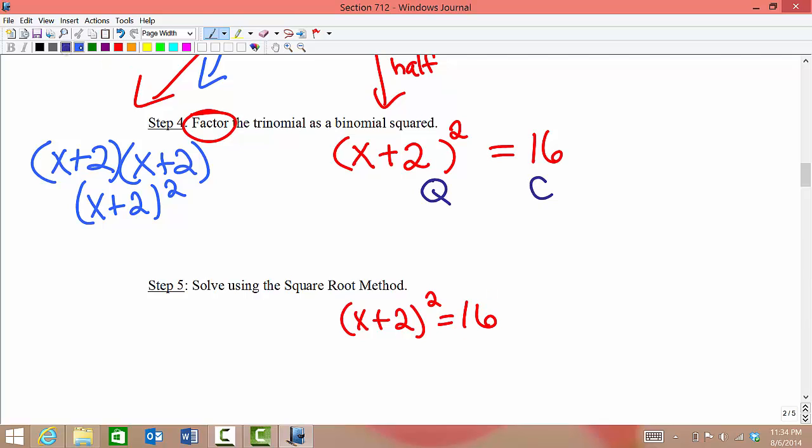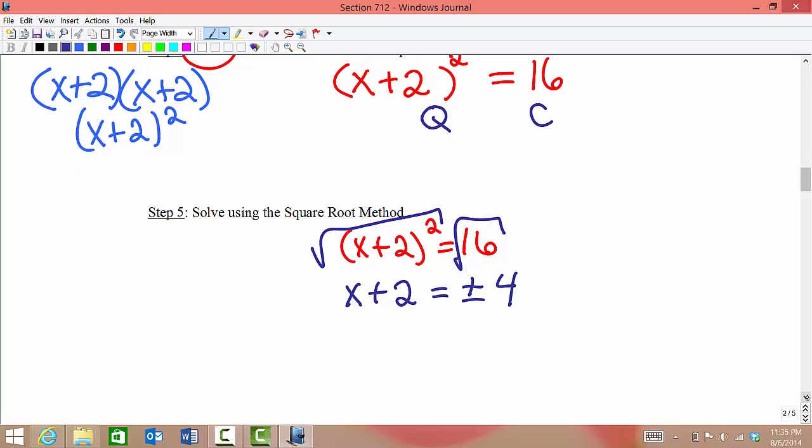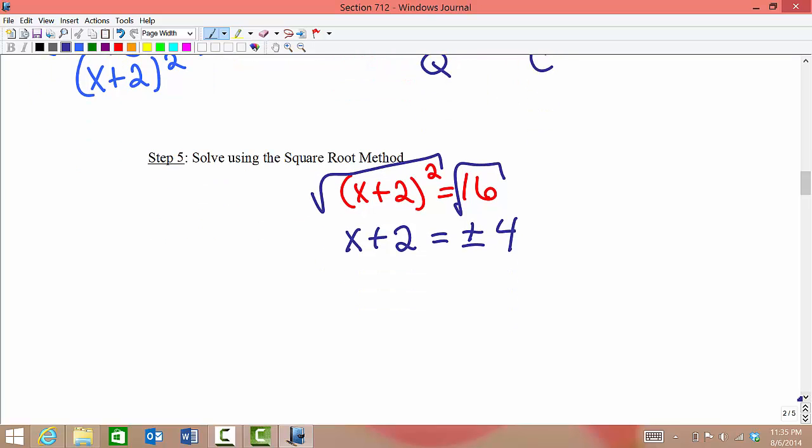Now we will use the square root method by taking the square root of both sides. I have x plus 2. We take the square root of x plus 2 squared. We get x plus 2 equals, now what's the thing I don't want to forget? Right, my plus and minus, and the square root of 16 is 4. Now, do I need to write this as two totally separate equations, or can I just keep the plus and minus in and write it as one answer?